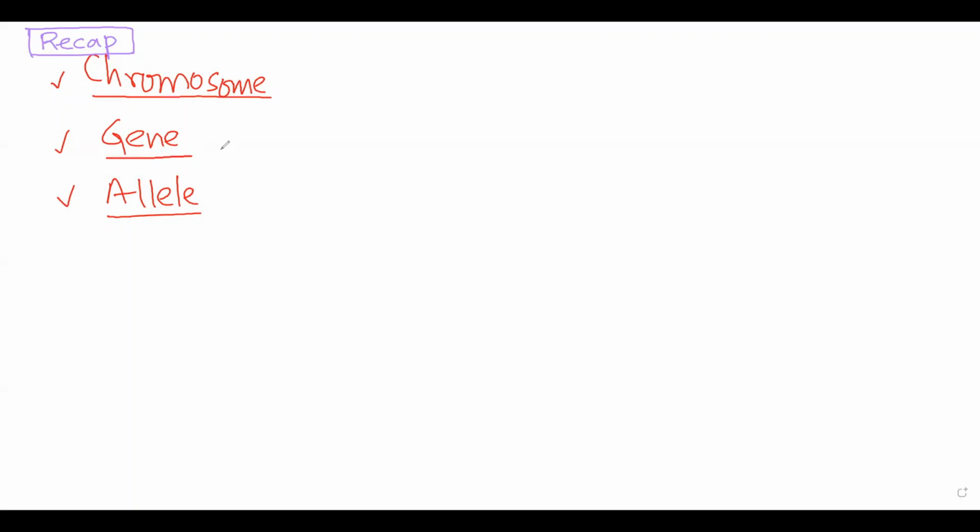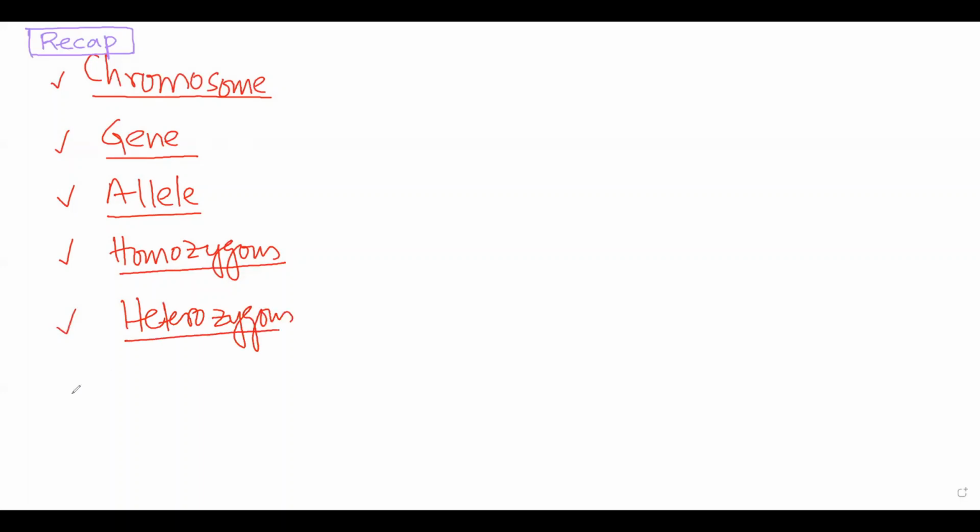And children, tell me what is a dominant allele? Okay, wait, before that, what is homozygous? A person having same alleles of a trait. Very good. And what is heterozygous? A person with two different alleles of a trait. And what is dominant allele? In a heterozygous person, the allele that shows itself is called dominant allele.